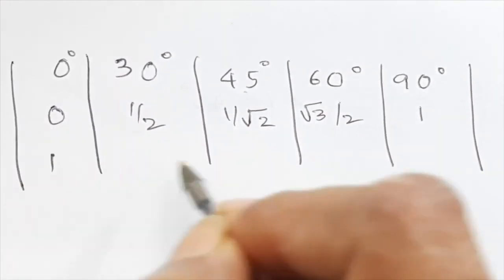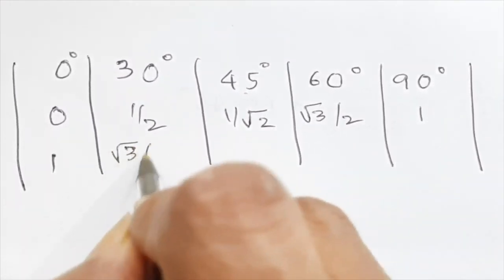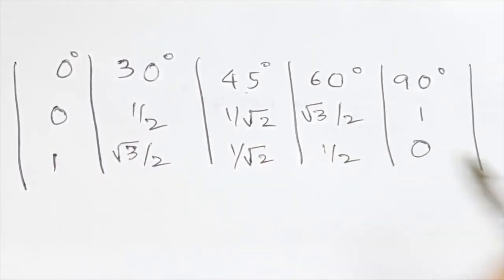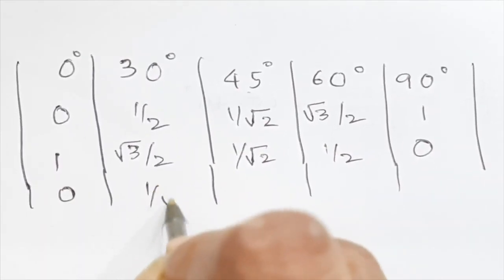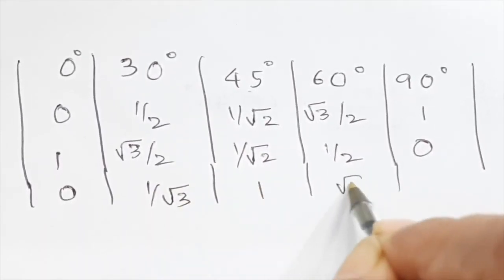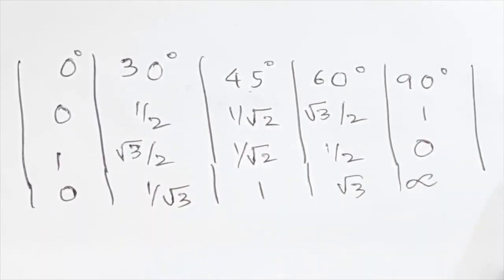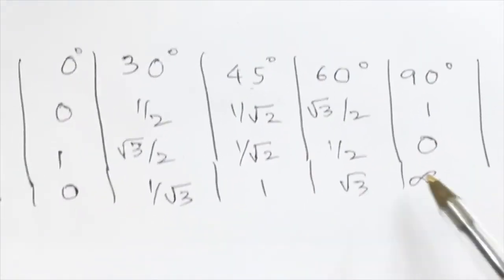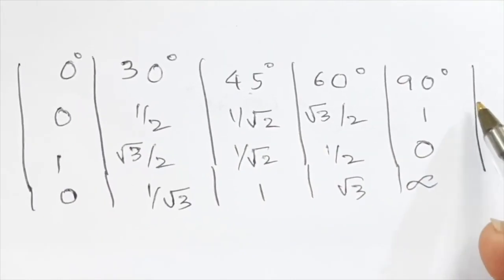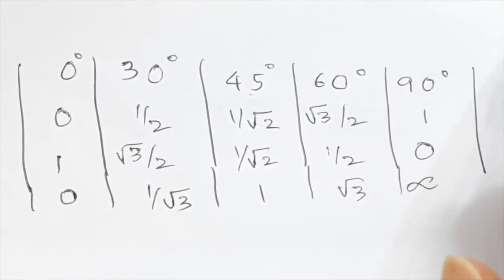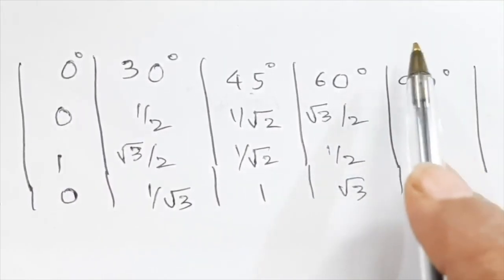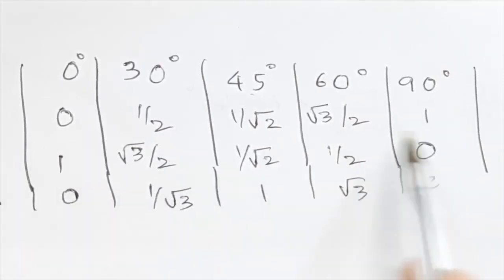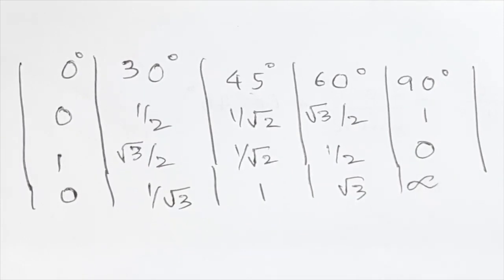And then we will write 1, root 3 by 2, 1 upon root 2, half, 0, 0, 1 upon root 3, 1, root 3 and infinity. Now you need to know this by heart. In case you do not know the shortcut for this, I will put the link up somewhere on the right hand corner. So you will be able to see that video and know how to get the trick of remembering these values for the standard angles.